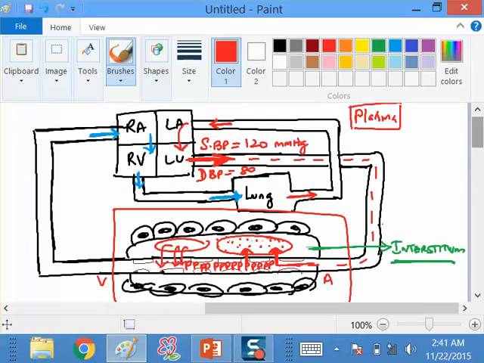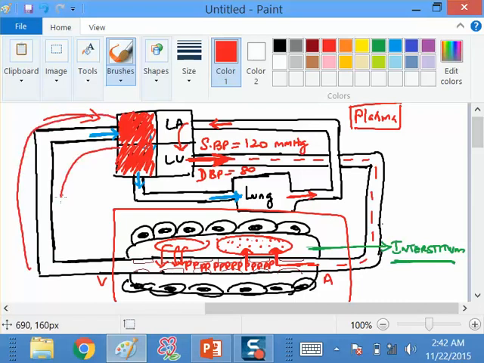Now let us go back here. For example, if the right heart is not functioning, what will happen? I'm going to give you a scenario. Please understand, the right heart is not functioning. Do you think the fluid can come here? The fluid will stay in the venous side. The fluid stays more in the venous side.